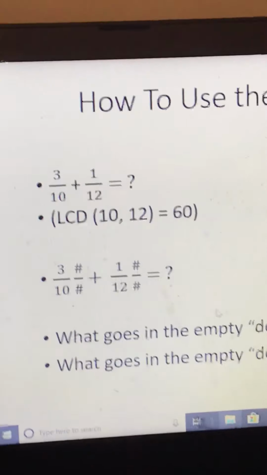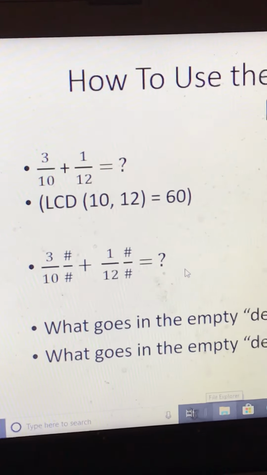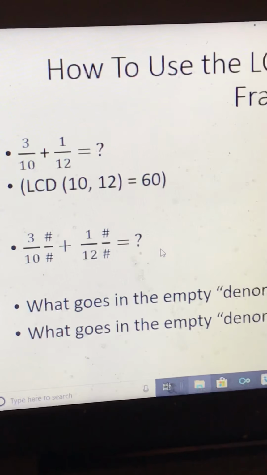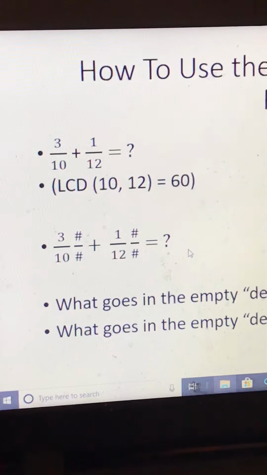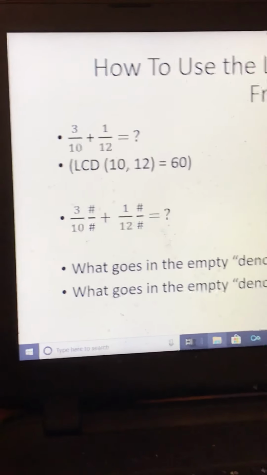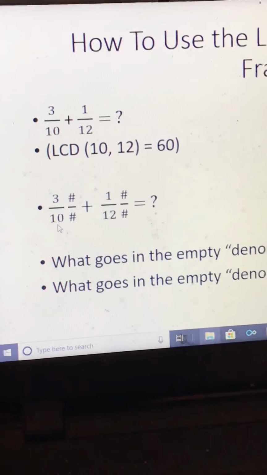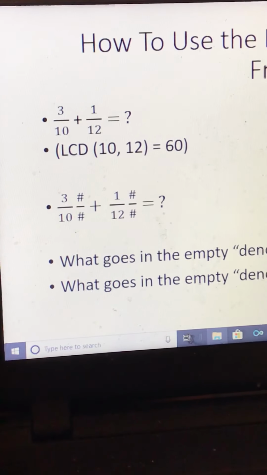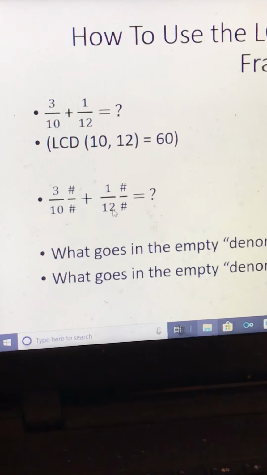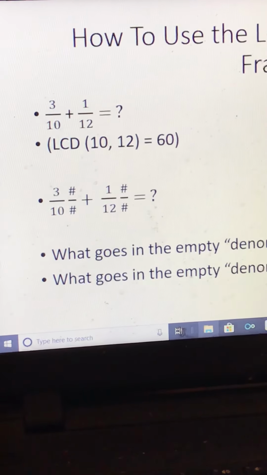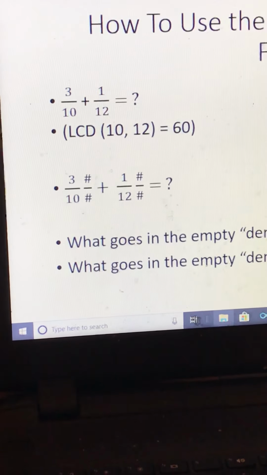Let's use that 60 to add 3/10 and 1/12. What you want to think of is that you can't add 3/10 and 1/12 immediately because they're two different pizza stores. This pizza store with the 10 takes their pizza and cuts it into 10 slices. This pizza store over here takes their pizza and cuts it into 12 slices. So you want to have some way of some other pizza that you can use to compare to both of them.